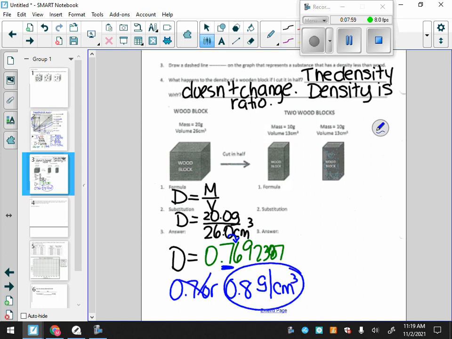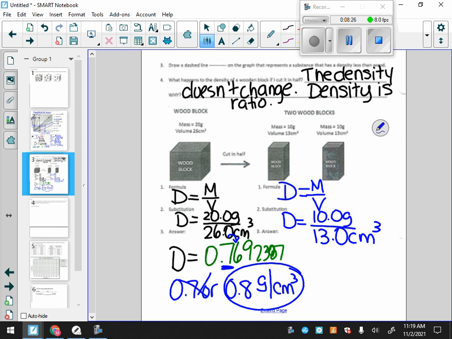grams per centimeter cubed. That's not correct. What happens when I cut it in half? I just said density is a ratio. So density is mass over volume. If I cut the mass in half, instead of 20, I'm going to have 10 grams. That's half. But now I'm going to cut the volume in half as well. Instead of 26, I'm going to have 13 centimeters cubed. So 10 is half of 20. 13 is half of 26.